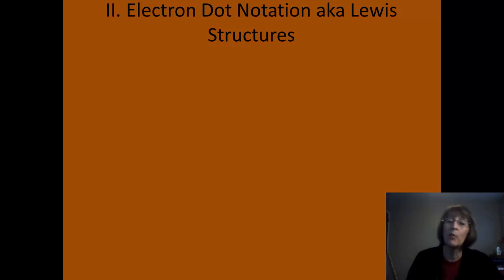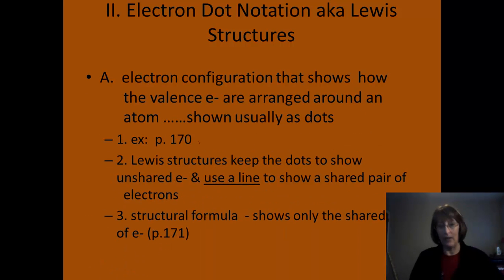Okay, so let's look at Roman numeral number 2, electron dot notation, and the Lewis structures. Electron configuration shows how the valence electrons are arranged around the atoms. And remember, when we just do one element, let's say we want to show the electron dot or Lewis dot notation for sodium. Sodium has one valence electron, so we have the symbol for sodium, Na, and we put one dot next to it. The Lewis structures keep the dots to show the unshared paired electrons, and they use a line typically to show shared paired electrons.